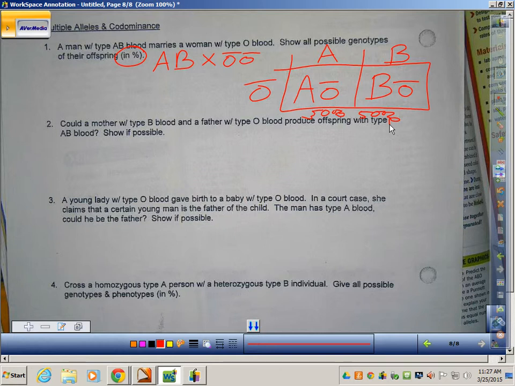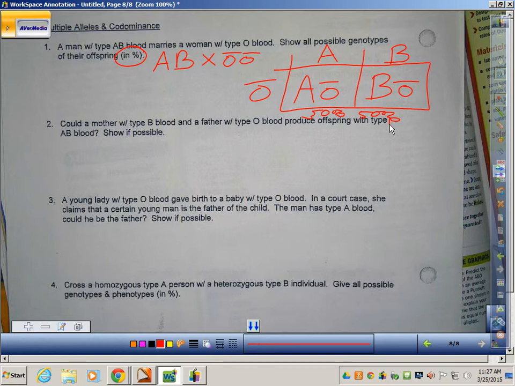So read number two. It says, could a mother with type B blood and a father with type O blood produce offspring with AB? I hear a lot of no's. Why not? Why? What does that matter? A is not present anywhere in that problem, is it? So you cannot get type AB blood unless there's an A allele involved. Okay? That's what you would tell me.